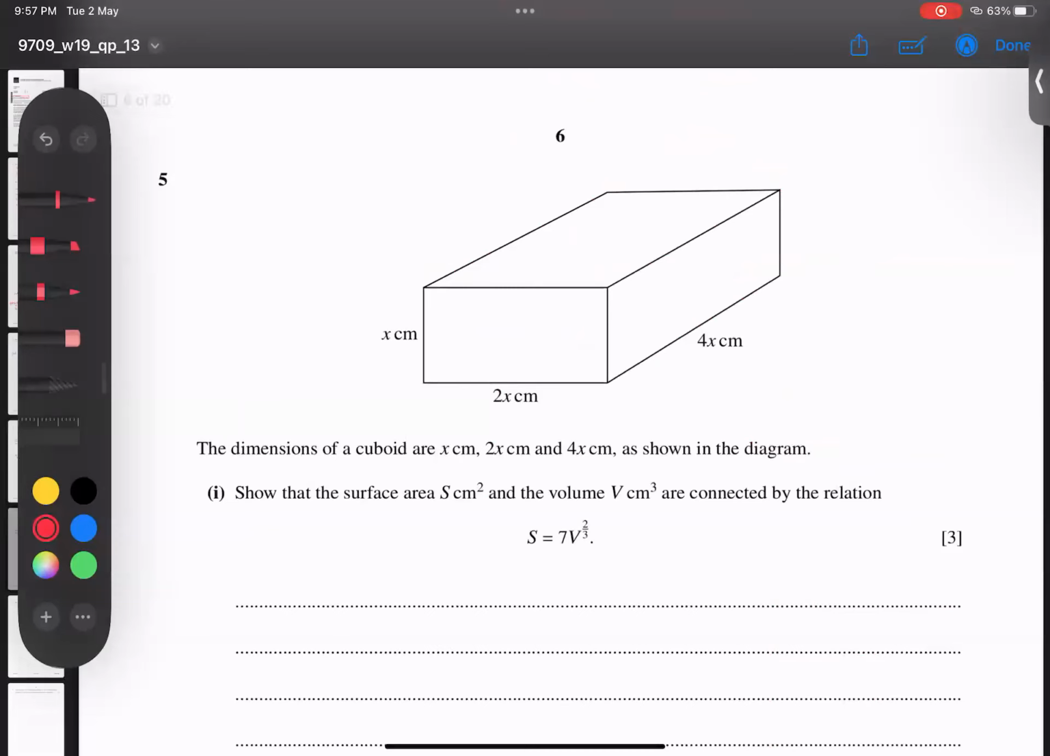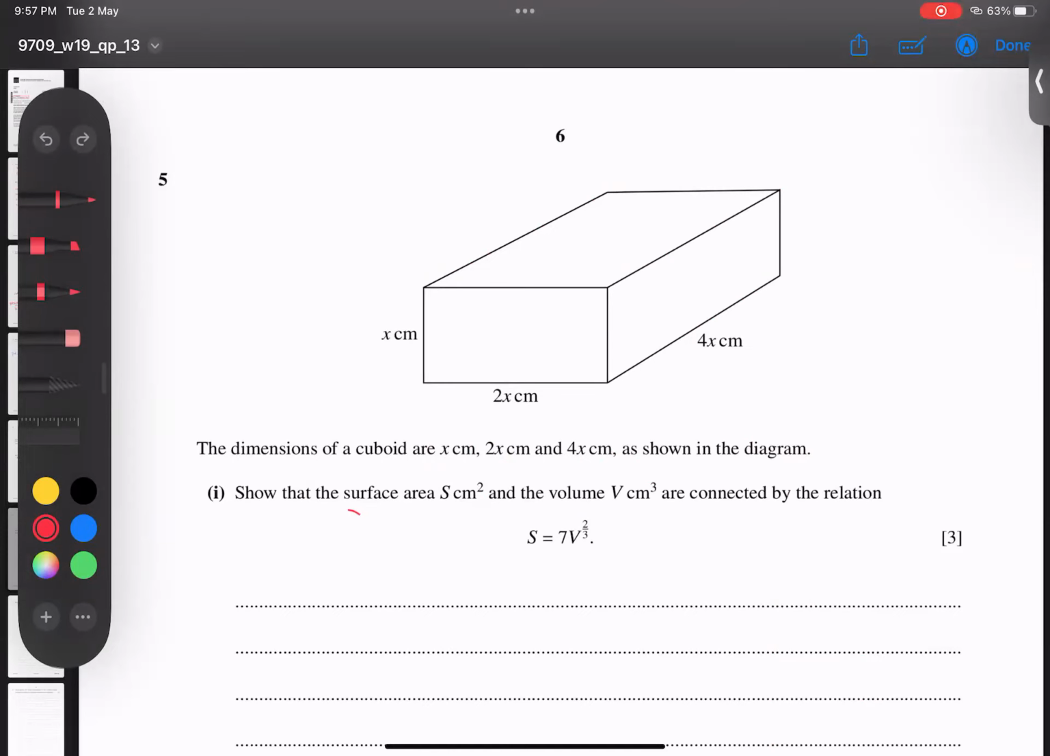Question number 5. He's saying show that surface area, but before reading it, he said x, 2x, and 4x are the given length, width, and height. Surface area is represented by S, and volume is represented by V, and we have to show this connection.